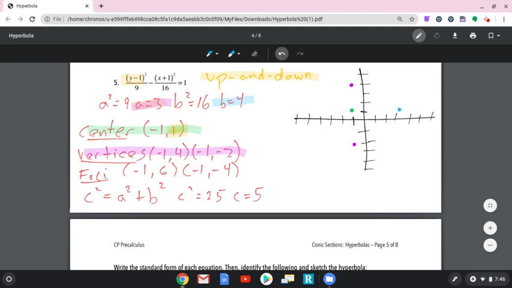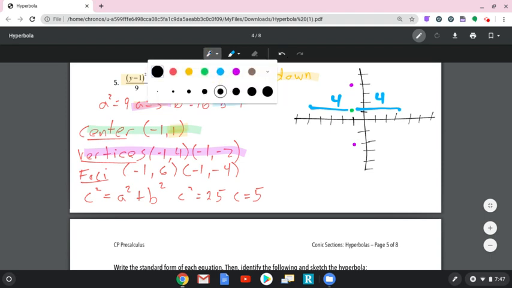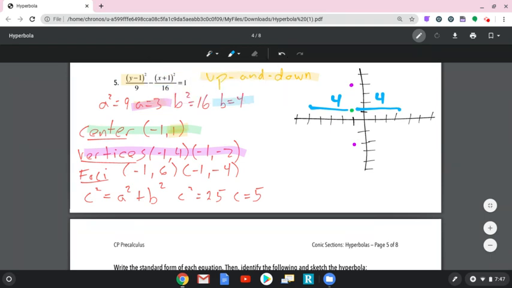I started at my center and went 4 to the right, then start at my center and go 4 to the left: 1, 2, 3, 4. So I went 4 to the right and 4 to the left to help me make that box. So now I can make this box with vertical lines and horizontal lines. And I went a little far. Sorry about that, guys. Let's erase that.